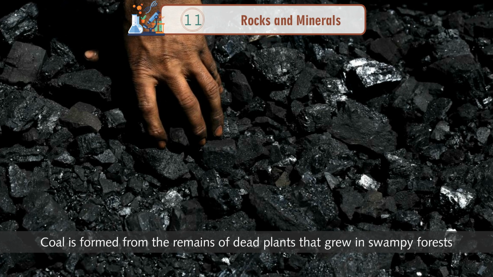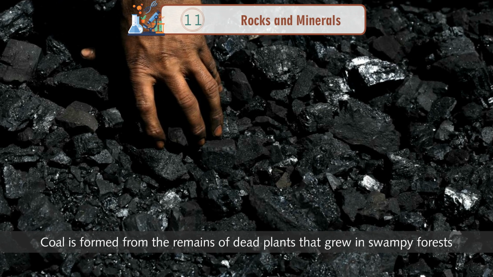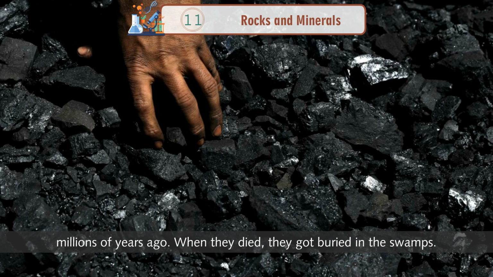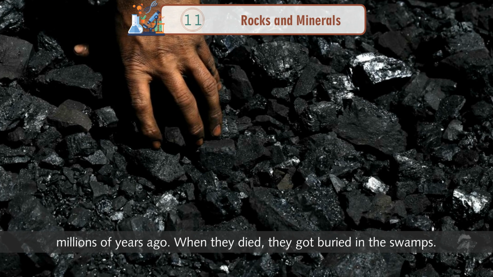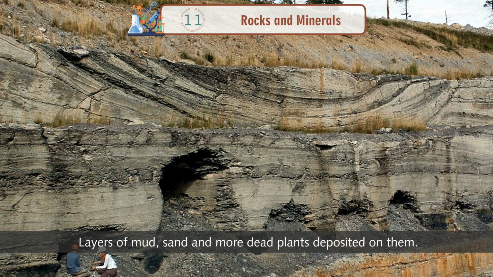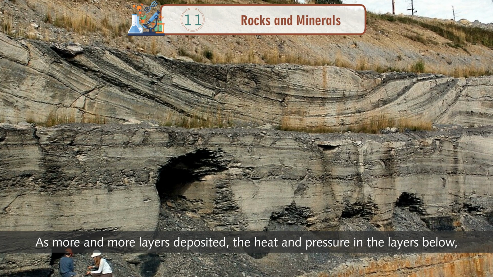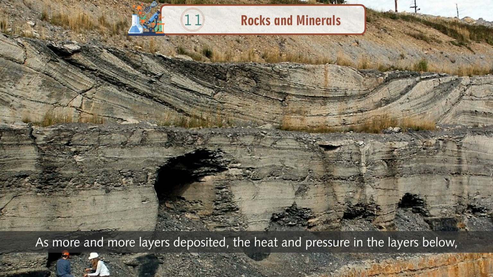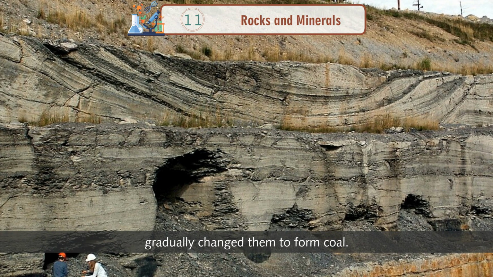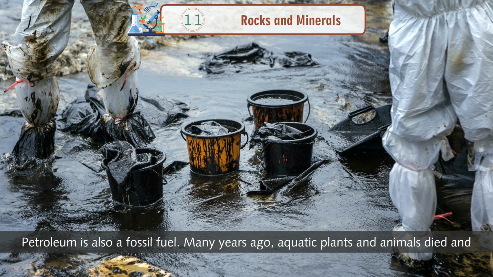Coal is formed from the remains of dead plants that grew in swampy forests millions of years ago. When they died, they got buried in the swamps. Layers of mud, sand and more dead plants deposited on them. As more and more layers deposited, the heat and pressure in the layers below gradually changed them to form coal.